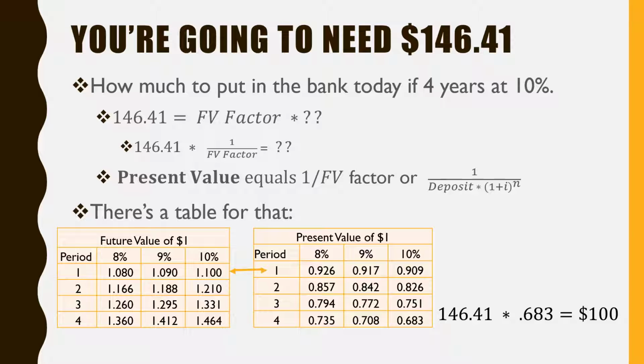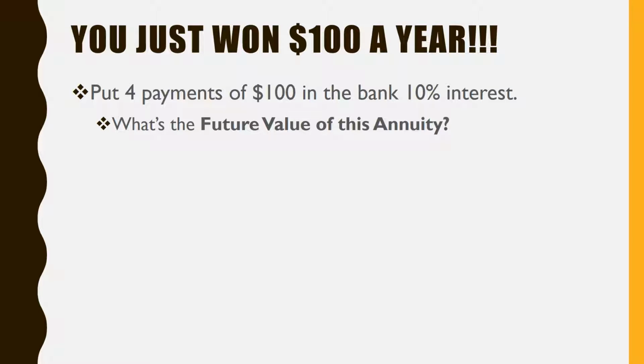Do you want to go back and look at that first year? Notice that what that is telling you is that if somebody offers you $100 in a year, you'd be willing to take $90.90 today, assuming you can get 10% interest, and that would be the same as $100 in a year.